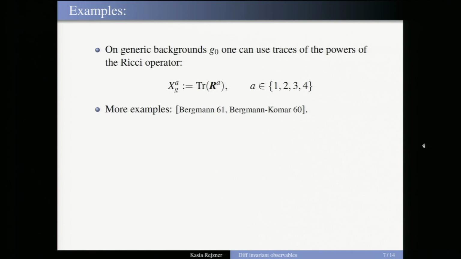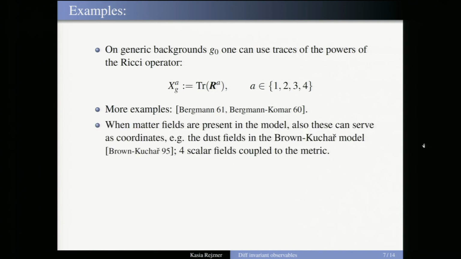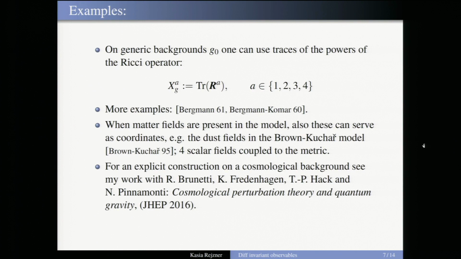go back to Bergmann and Komar. You can also use the dust fields or whatever other matter fields you have in the model. This is, for example, the Brown-Kuchar model or the really stupid model of four scalar fields coupled to the metric. So why not? And for an example of such observables in cosmology, there is my paper with a lot of people, Brunetti, Fredenhagen, Hack, Pinamonti, on cosmological perturbation theory.